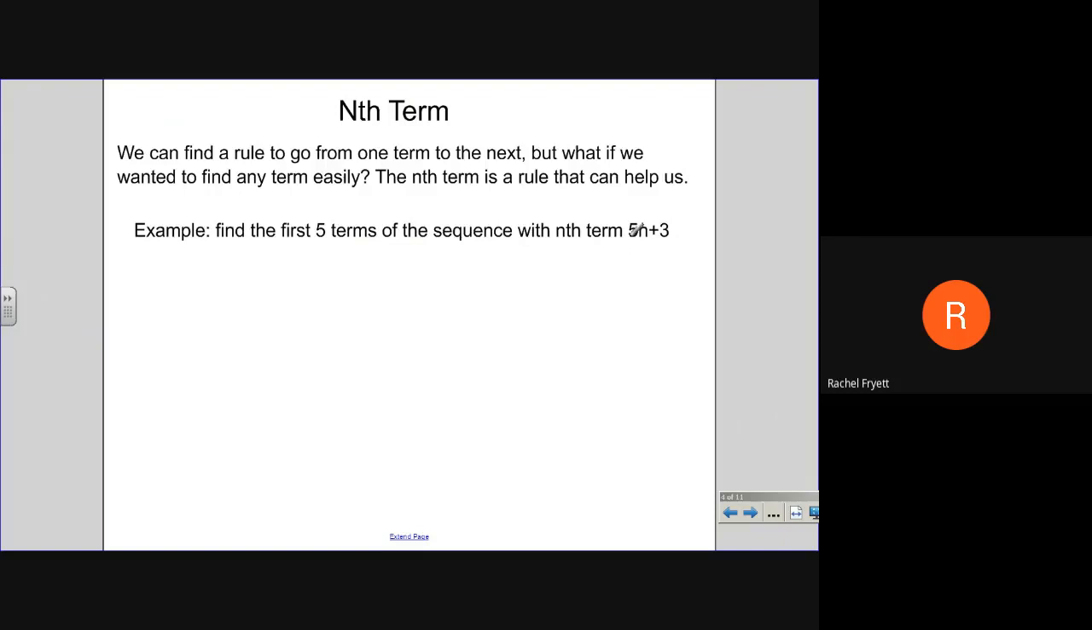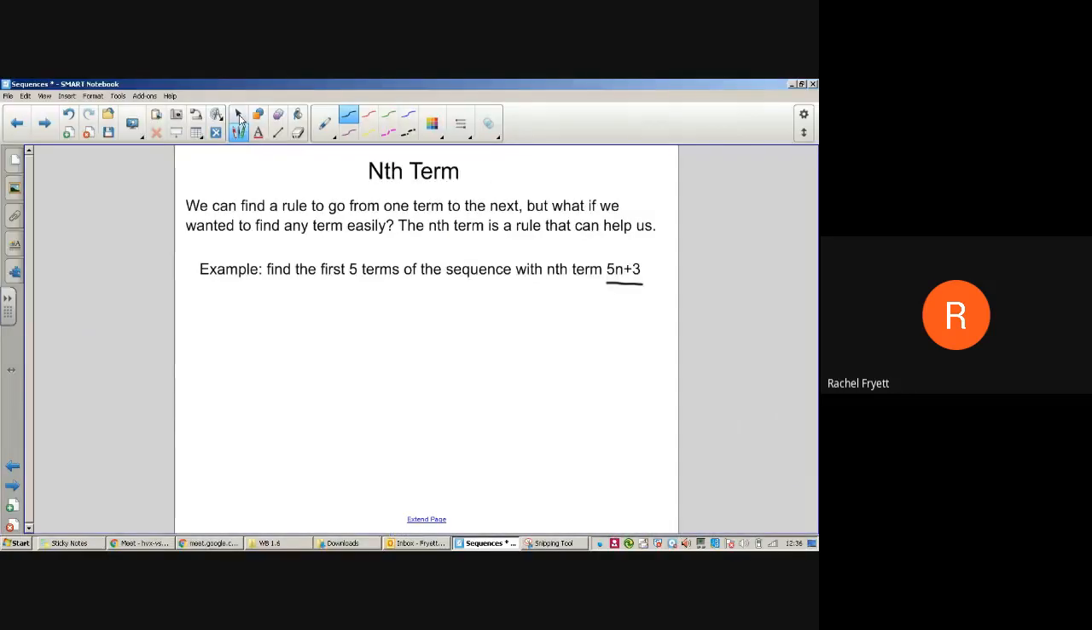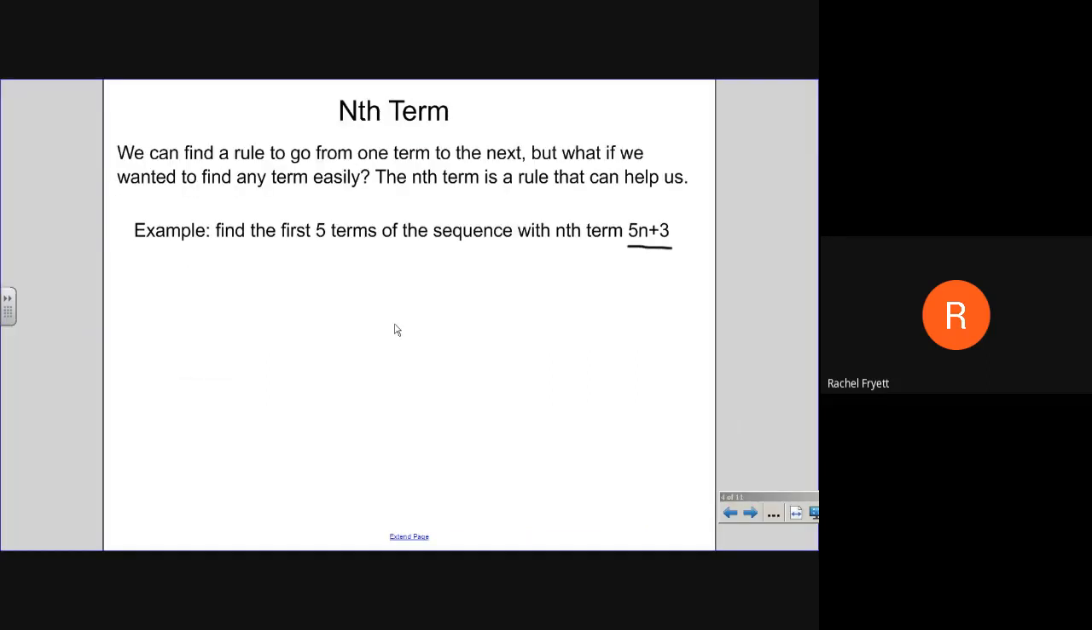So the nth term looks like this in our example. We want to find the first 5 terms of the sequence with nth term 5n plus 3. And I'm going to type this because I find this easier than trying to write with the pen. So to do that, we're going to use substitution. And we're going to start and we're going to substitute n for 1.